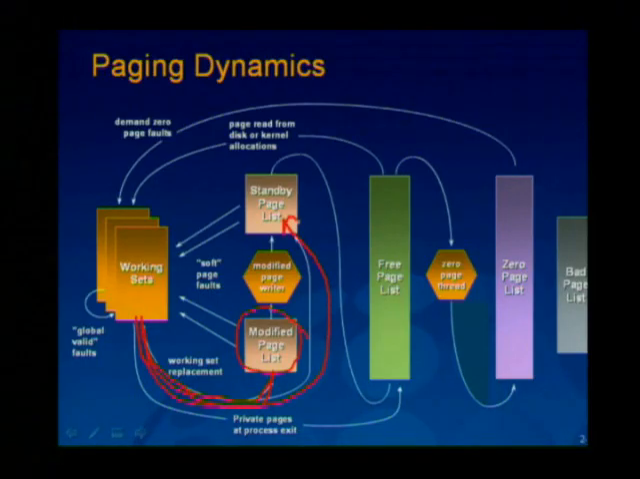So, code, pieces of the exe or DLLs. When the working set is trimmed, they go right to the standby list. So the standby list basically represents cached file data.